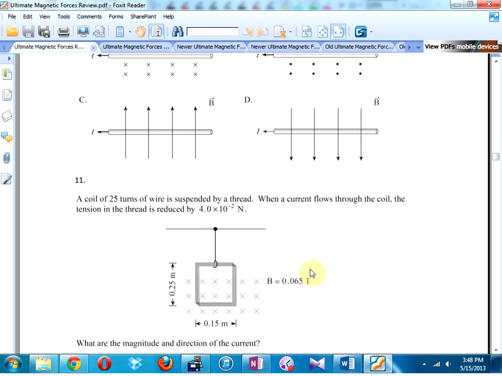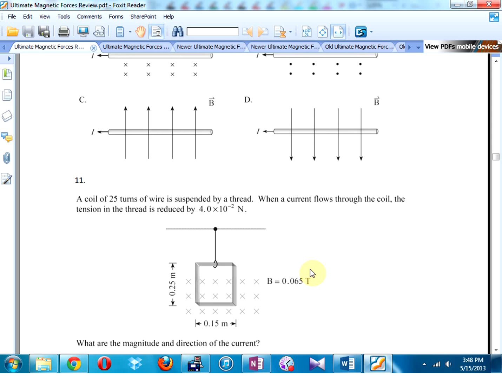There's tension. How can I make tension less? Gabby, up. Does that make sense? Normally gravity is pulling down, and it says tension was reduced. That must mean there's an extra force up. That's the direction of the magnetic force. Now, what is the force in my right-hand rule? Palm, up.